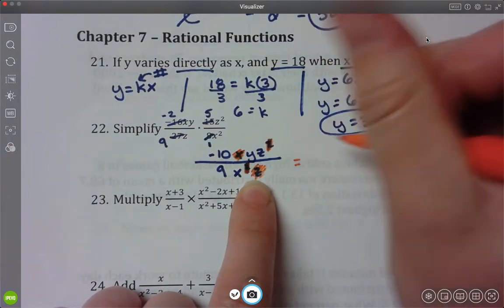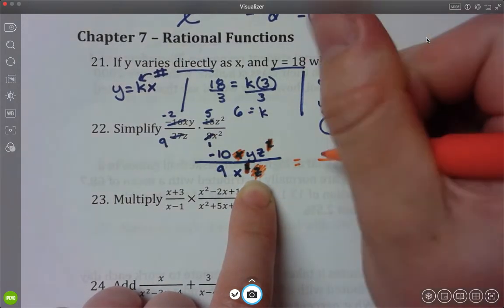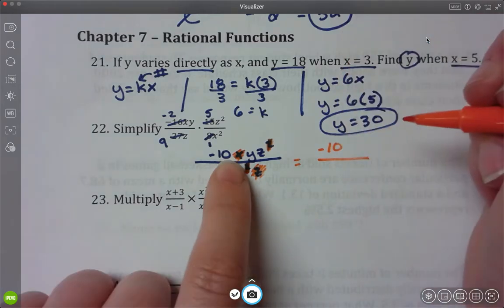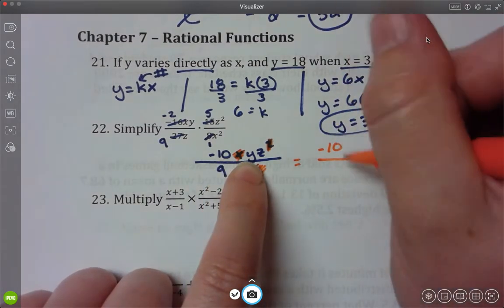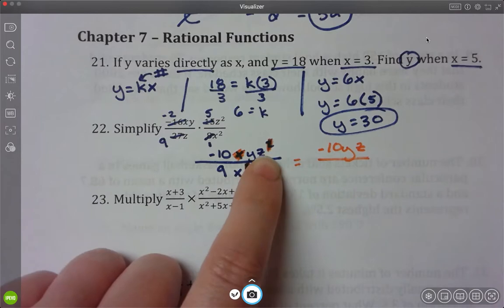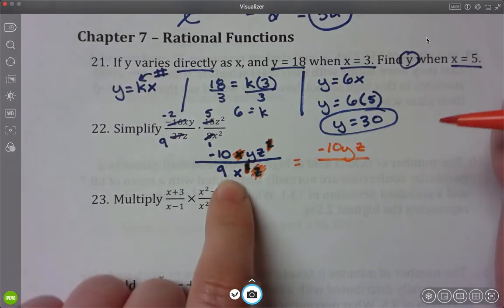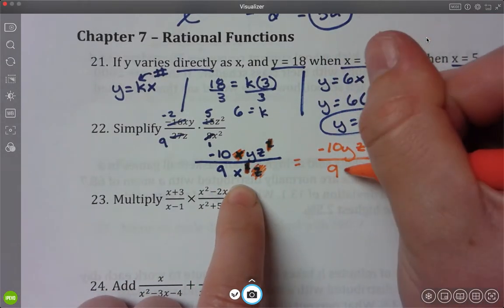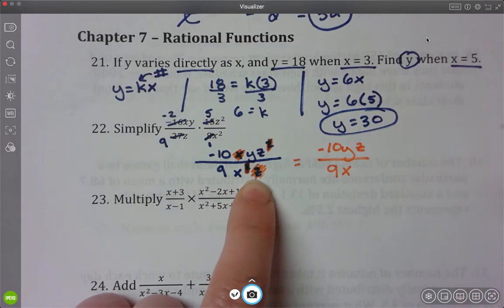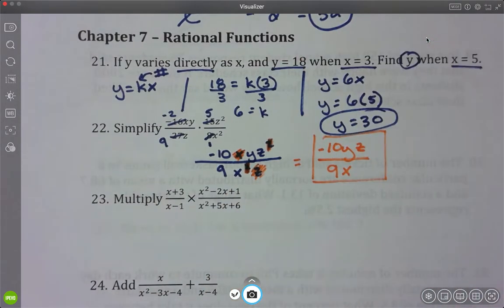Okay, so let's just write what we have now. We have negative 10. There's no x up here. There is a y, and there's 1 z on the top, okay, because we canceled them out. And on the bottom, we have 9, and we have 1 x, but no z's on the bottom. So this is what it will look like as my final answer.